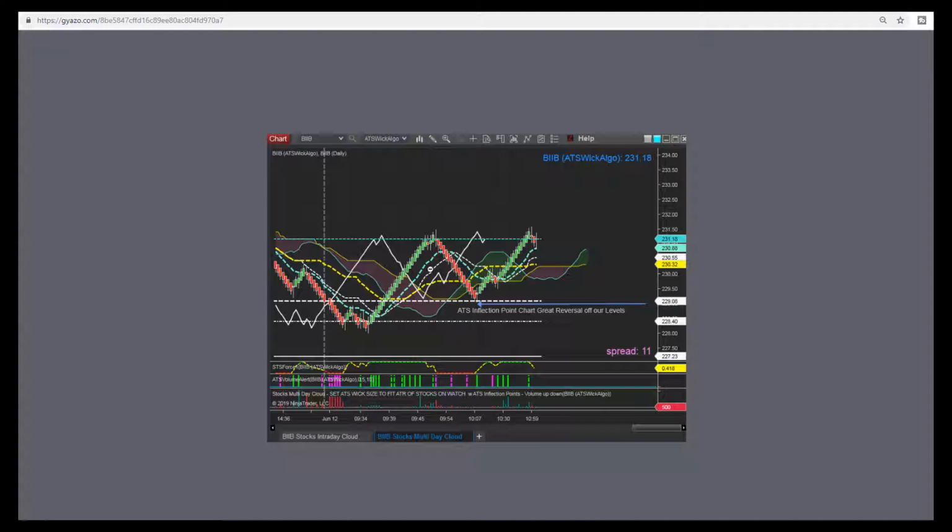Just another setup, big sell-off on a chart, back into the inflection point from the day before, reversed right off the level, consolidated at the cloud, and kept going. The levels are what this is all about.